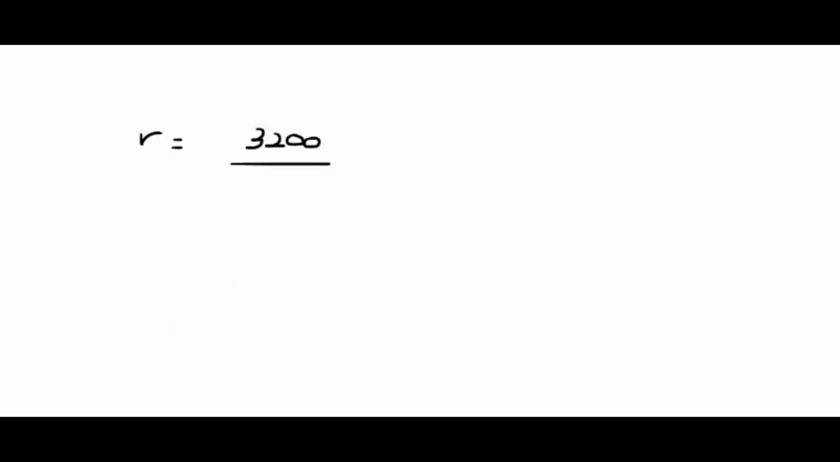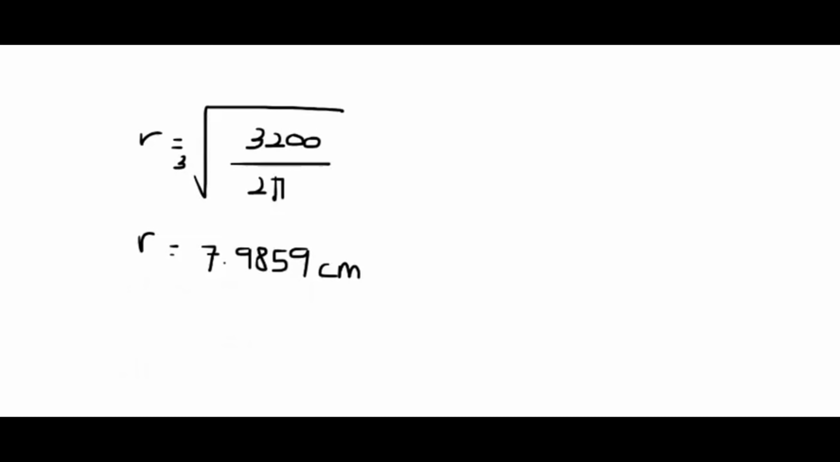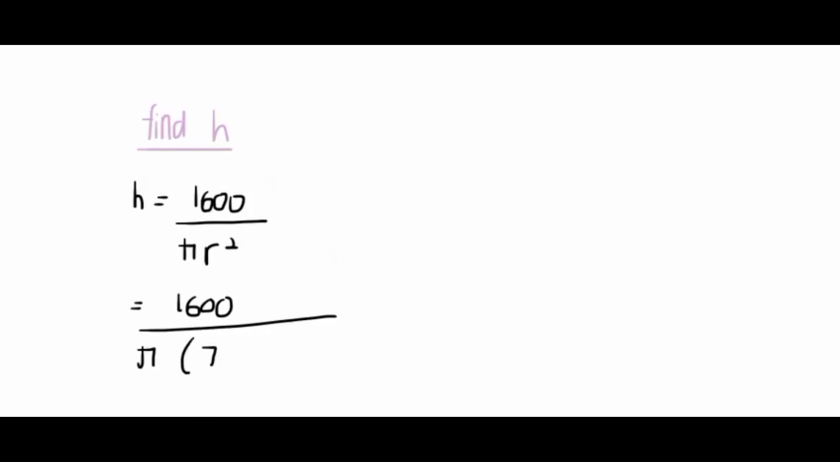The answer will be r equal to the cube root of 3200 over 2 pi. Then, we get the radius equal to 7.9859 centimeter. To find the value of h, use the previous formula h equal to 1600 over pi r squared and substitute the value of r that we got earlier. Then, we will get the answer h equal to 7.9859 centimeter.